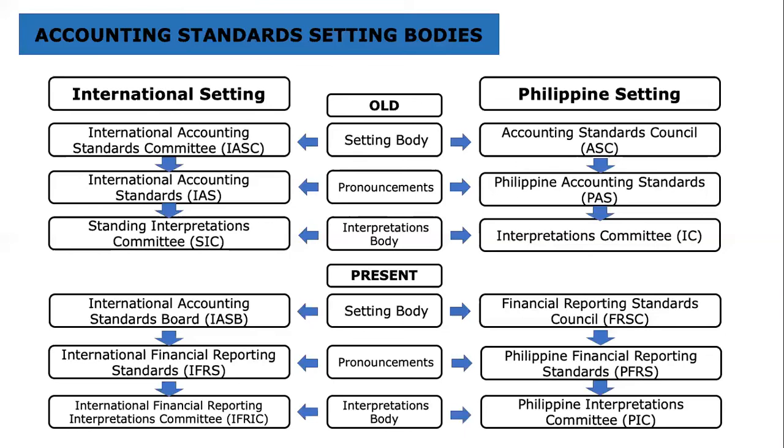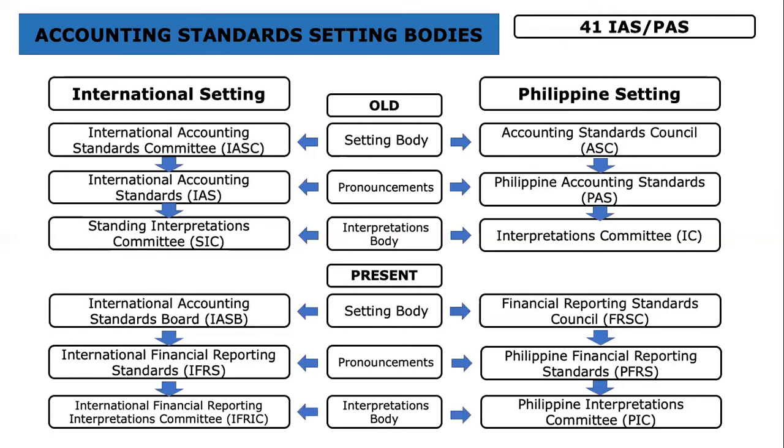Right now, we have existing 41 IAS or PAS. So we have 41 International Accounting Standards and we have 41 Philippine Accounting Standards. But right now, hindi lahat ng 41 accounting standards are still applicable. Why? Because some of them were replaced by the new standard, yung IFRS saka yung PFRS.